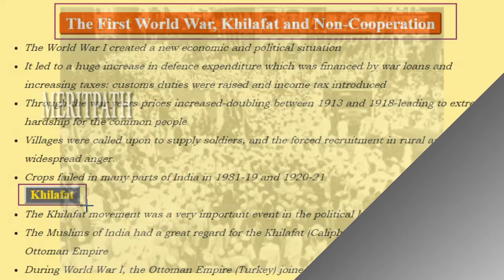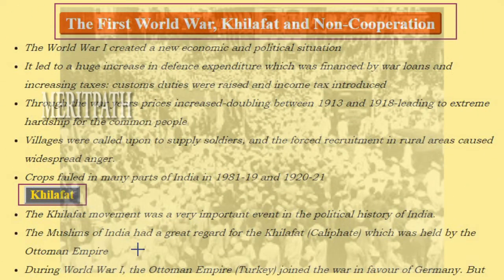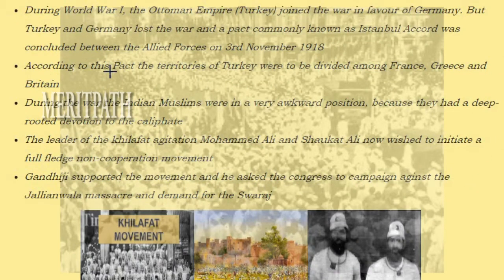What was the Khilafat movement? The Khilafat movement was a very important event in the political history of India. The Muslims of India had a great regard for the Khilafat or Caliphate, which was held by the Ottoman Empire. During World War I, the Ottoman Empire joined the war in favor of Germany, but Turkey and Germany lost the war, and a pact commonly known as the Istanbul Accord was concluded between the Allied forces on 3rd November 1918. According to this pact, the territories of Turkey were to be divided among France, Greece and Britain.